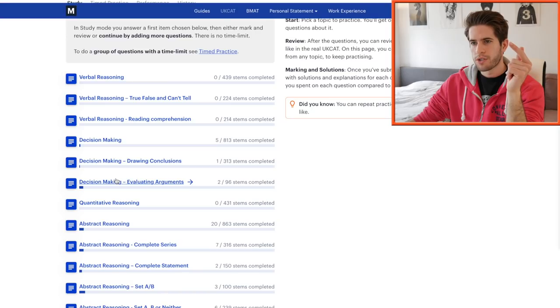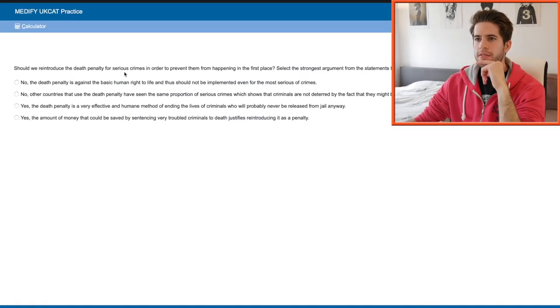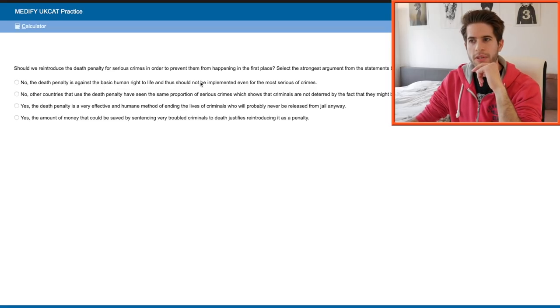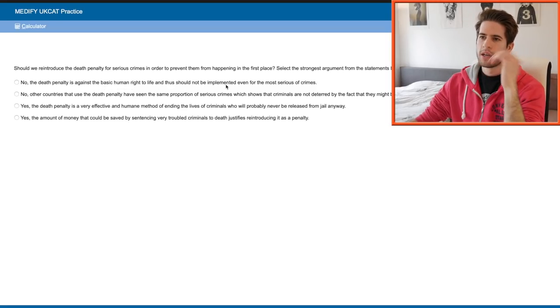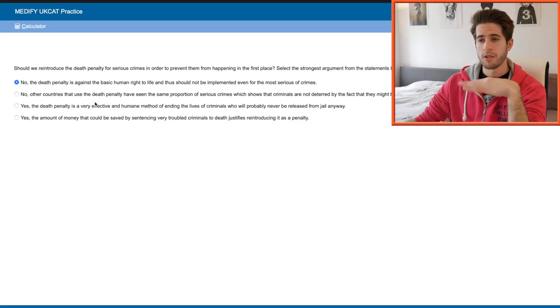Next question. Should we reintroduce the death penalty for serious crimes in order to prevent them from happening in the first place? Okay. Select the strongest argument from the statements below. No, the death penalty is against the basic human right to life and thus should not be implemented even for the most serious of crimes. This sounds like an opinion, not based on any evidence about reducing the amount of crimes that happen in the first place. And what I'm looking for is evidence, not personal opinions.